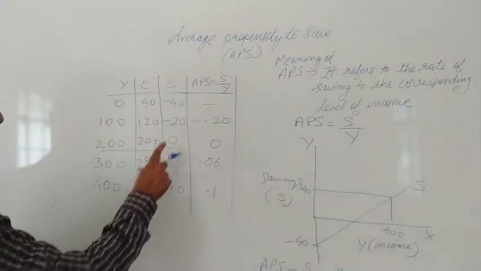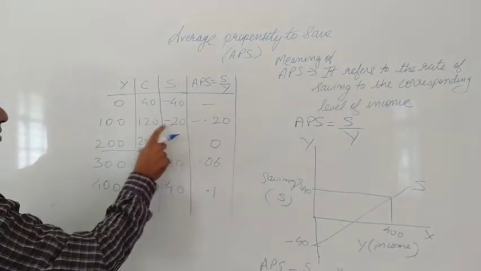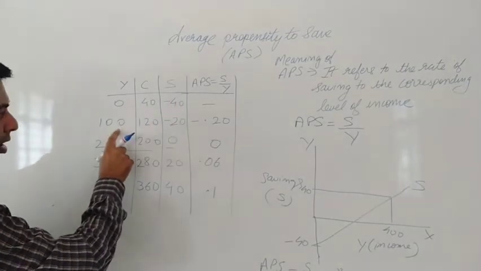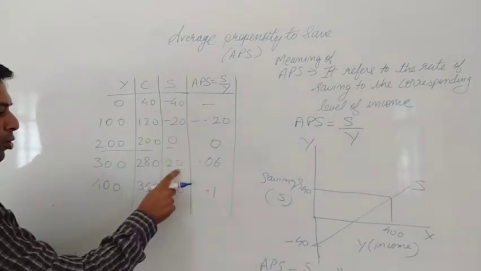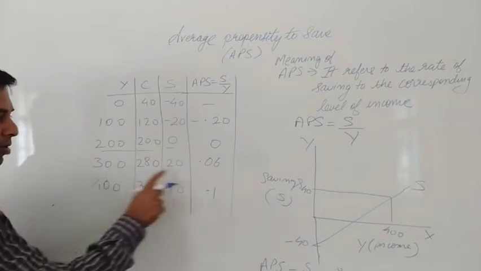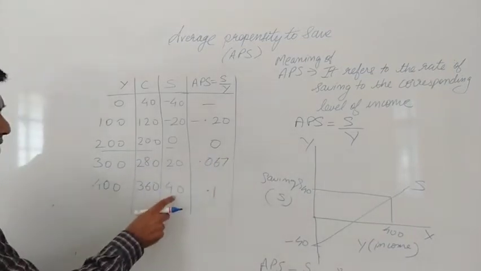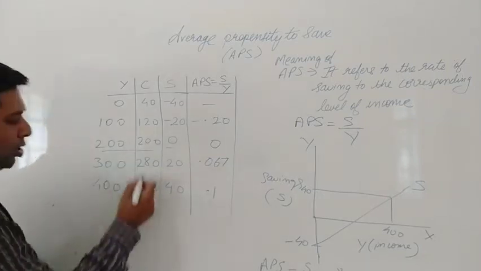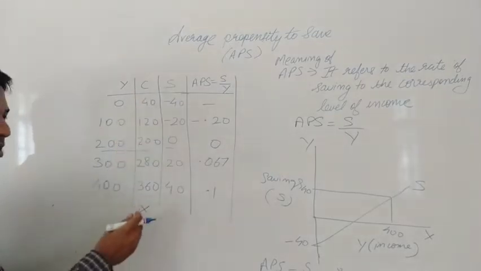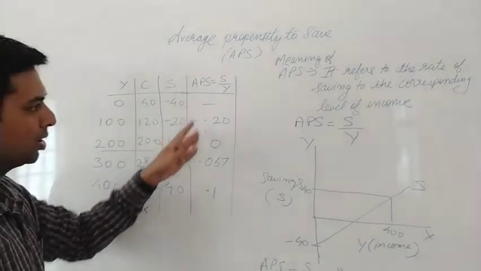So we will be dividing saving by income. 20 upon 100 will be minus 0.20. Then 0 upon 200 will be 0. 20 by 300 will be 0.067 something, and after this it is going to be 40 upon 400. So actually you don't require the consumption line. You can just draw this schedule of income and saving and calculate this.